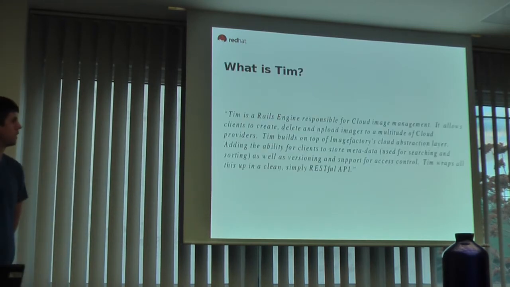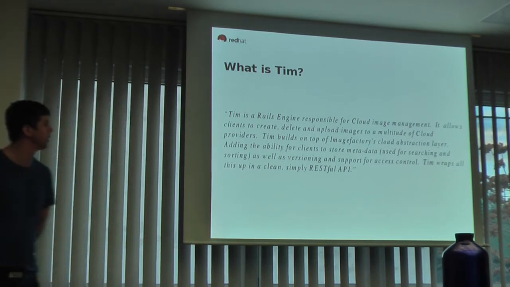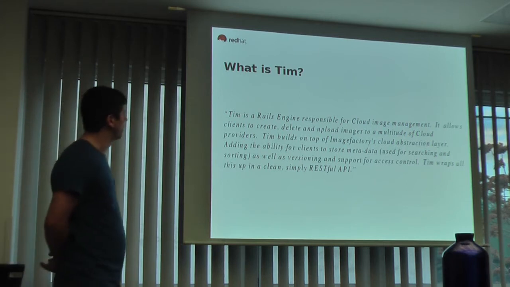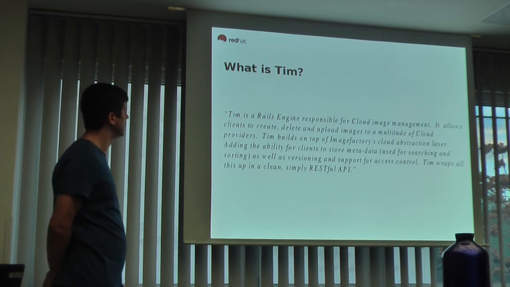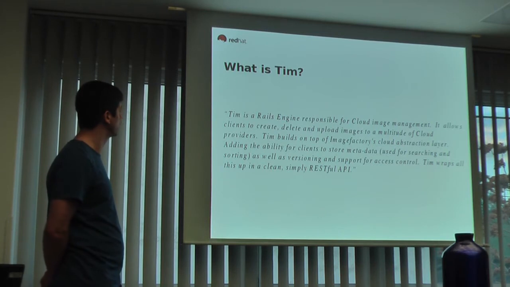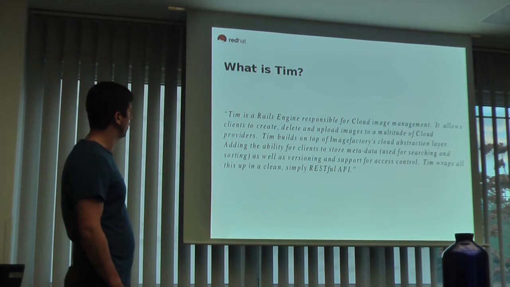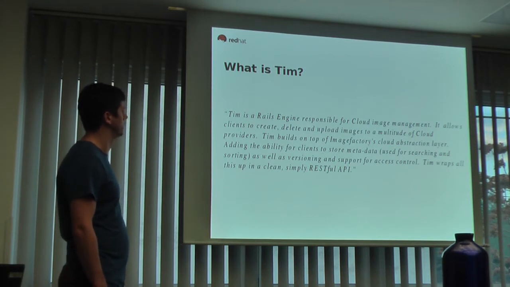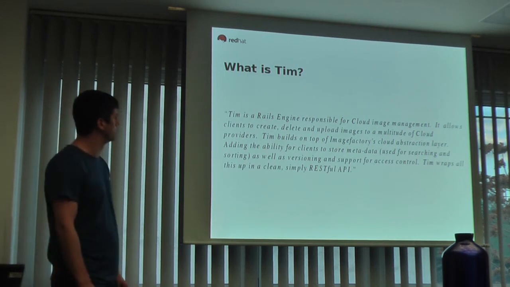So this rather messy paragraph is my attempt to summarize TIB. TIB is a Rails engine responsible for cloud image management. It allows clients to create, delete, and upload images to a multitude of cloud providers. TIB builds on top of Image Factory's cloud abstraction layer, adding the ability for clients to store metadata, use searching, sorting, as well as versioning, and support for access control. And TIB wraps all this up in a clean and simple RESTful API. So that's my attempt to define TIB in one paragraph.